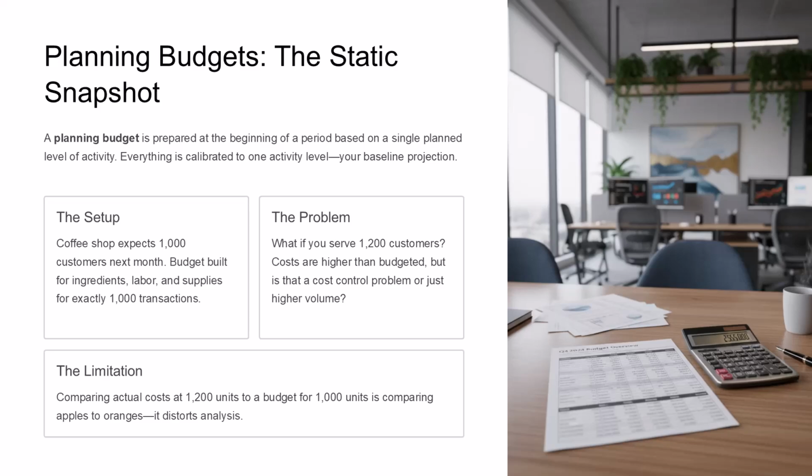Same logic applies in business. Comparing actual costs at 1,200 units of activity to a budget built for 1,000 units is comparing apples to oranges. It distorts the analysis and leads to bad conclusions. That's why we need flexible budgets. Now that we see the problem with static comparisons, let's see how flexible budgets solve it.